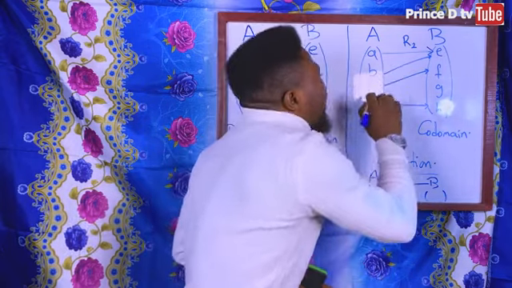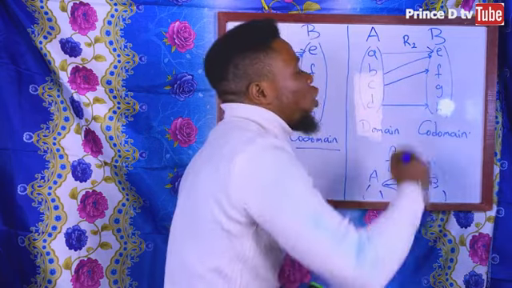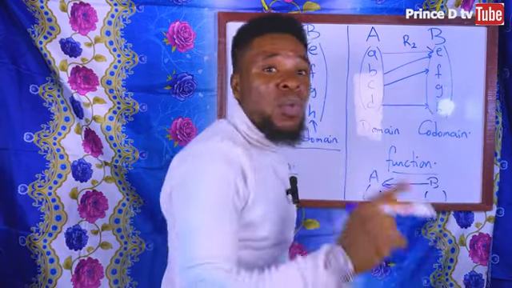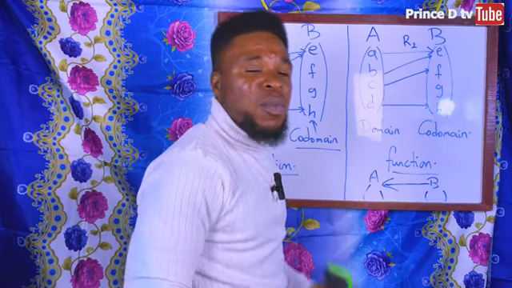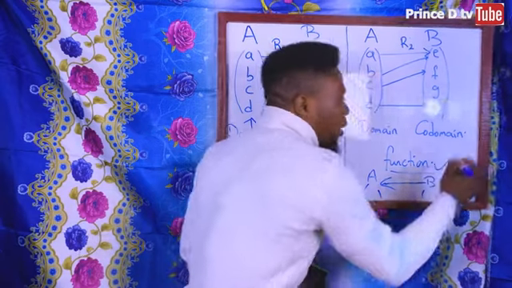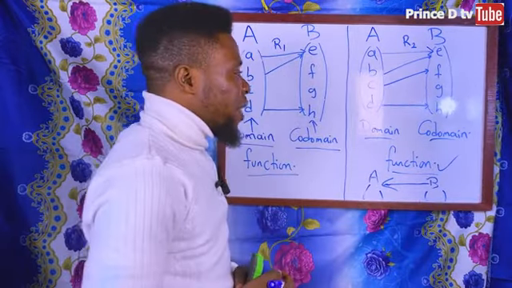So all of them that have been mapped or related to other elements in the second set, or the codomain, have exactly one and only one element, which seals the law of a function. So this is a function. Domain, codomain. Are we there?